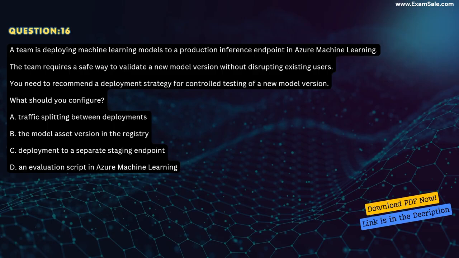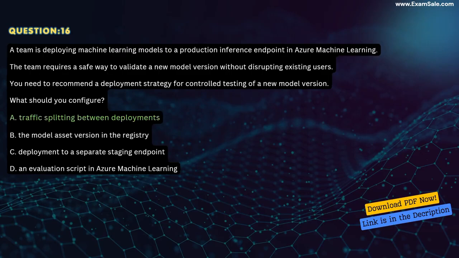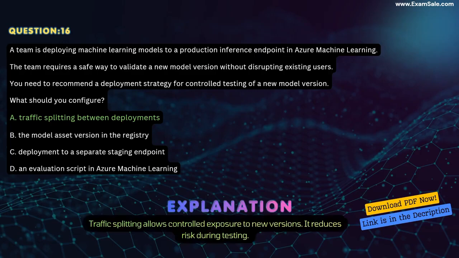B. The model asset version in the registry. C. Deployment to a separate staging endpoint. D. An evaluation script in Azure Machine Learning. Correct answer: A. Traffic splitting between deployments. Explanation: Traffic splitting allows controlled exposure to new versions. It reduces risk during testing.